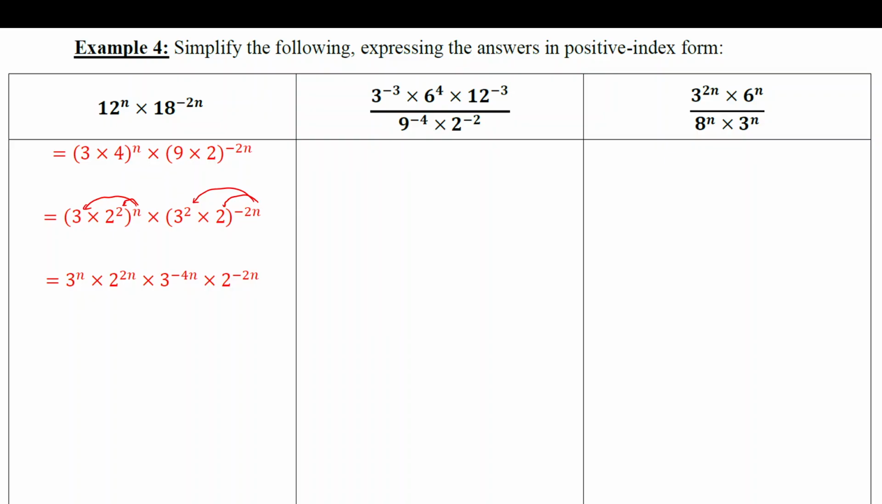Now we can bring all these together, so this 3 and this 3 here can be simplified to 3 to the negative 3n, and this here can be simplified to 2 to the 0. And now anything raised to the power of 0 just becomes 1, and so we have, bringing that negative index down, 1 over 3 to the power of 3n.